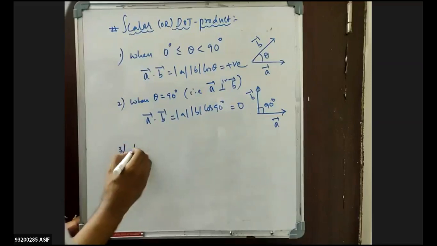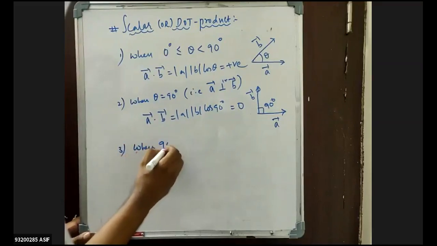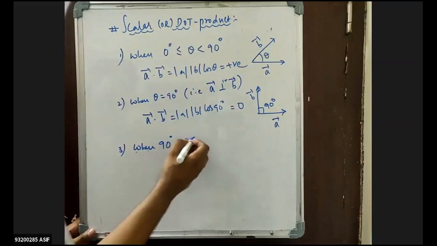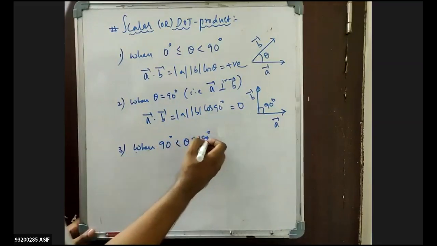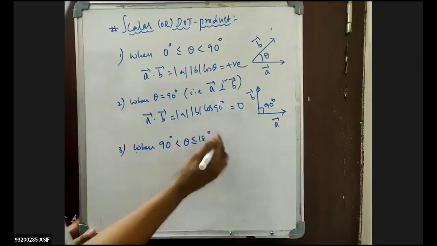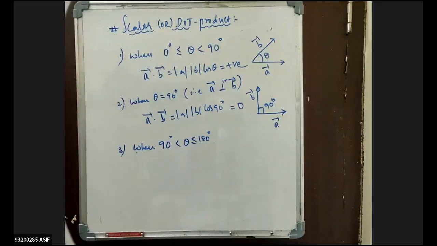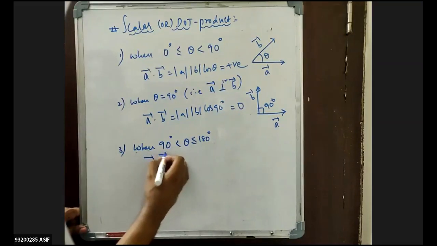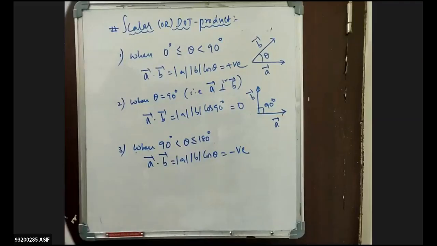I can write here: when 90 degrees is less than theta, and theta is less than or equal to 180 degrees, then what will be the value of a bar dot b bar? A bar dot b bar will be mod a mod b cos theta. That will be a negative part.